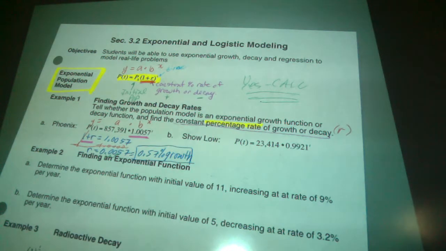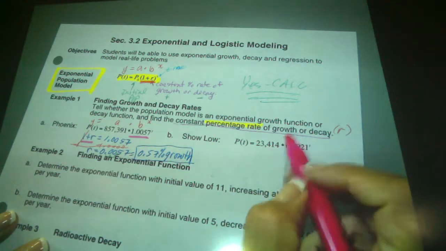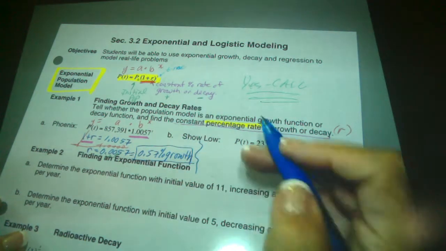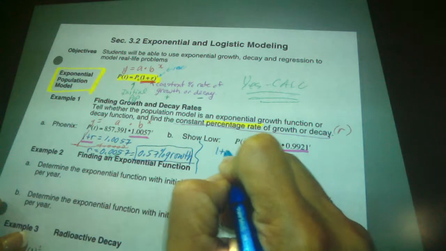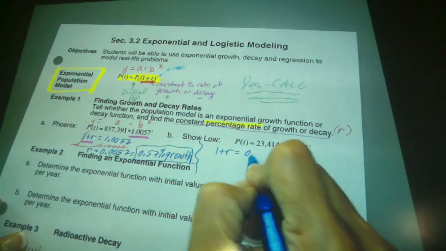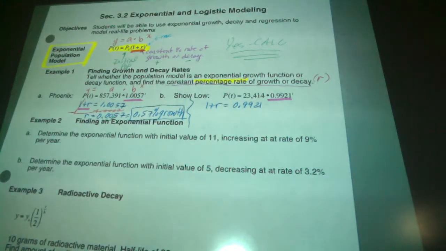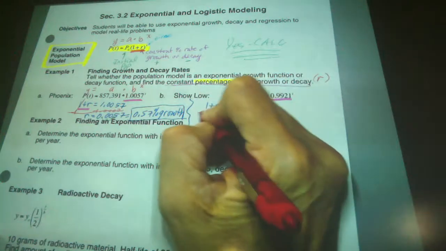All right, so then look at part B. Again, if I'm just finding the constant rate of growth or decay, I just care about looking at that part of the equation that they gave us. So I'm going to take 1 plus R and set it equal to 0.9921. Solve for R, you're going to subtract 1.